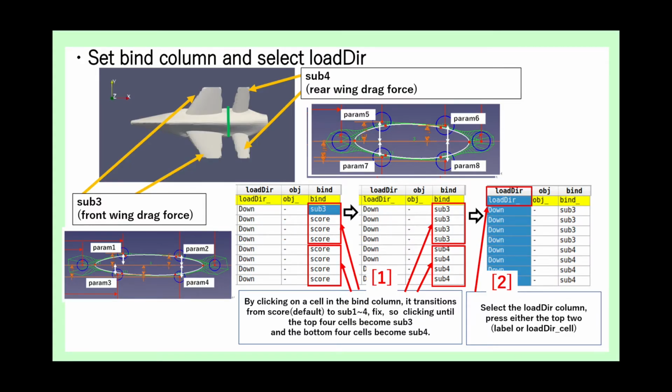Other manipulation points on the spreadsheet area are: first, set bind column. Simply click each parameter to change to the subscore that it should belong to, based on the pre-knowledge of parameter to subscore relation. Second, do load directory column under select state. This time, the column turned blue or another color.